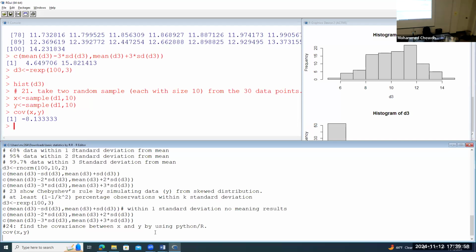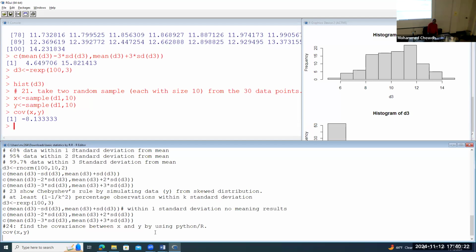When X decreases, Y increases. Covariance could be positive, covariance could be negative, covariance could be 0. But covariance does not have any upper limit. Covariance does not have any lower limit. So it could be a very big number, it could be a very small number or 0.